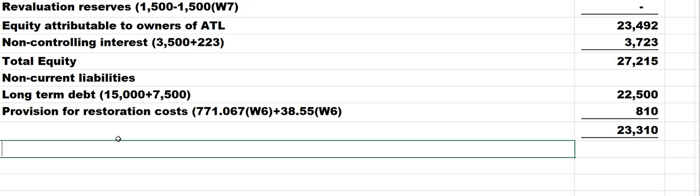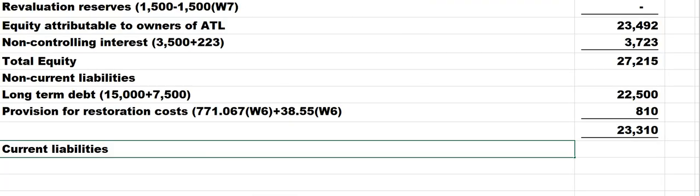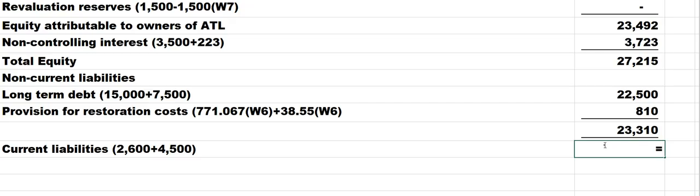Then the current liabilities. The current liabilities are 600 and 500. That's how much? 600 plus 500. That's 7,700.